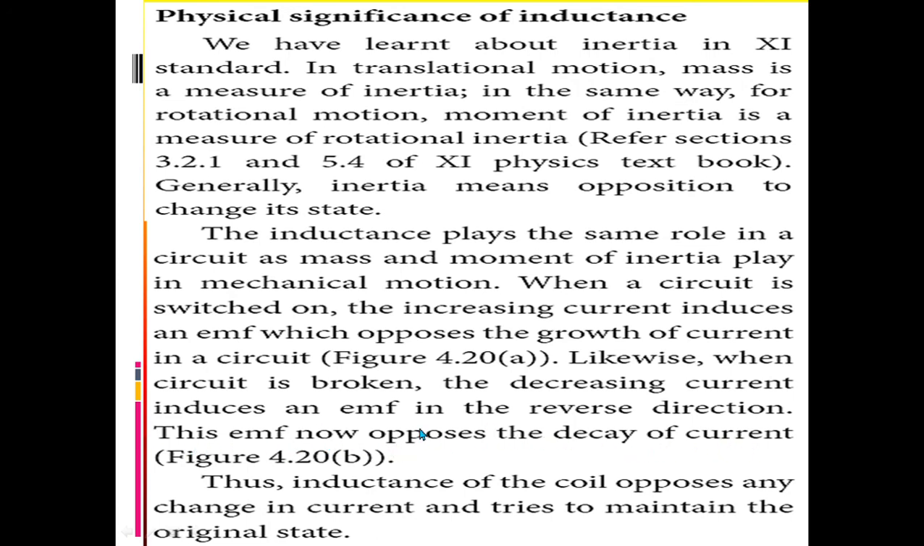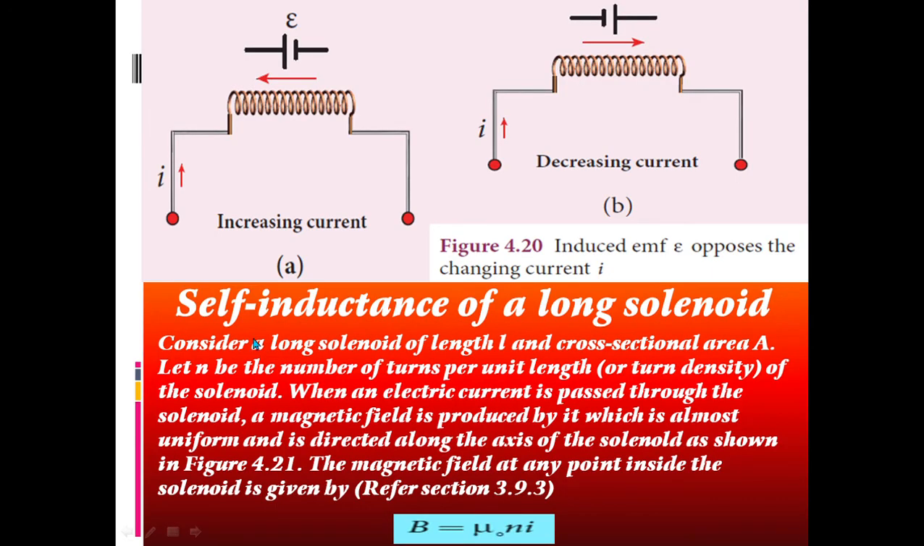So whenever the current is increasing, the EMF opposes the growth of current. When the current is decreasing, the EMF opposes the decay of current. This working process is similar to the inertia process. Thus the inductance of the coil opposes any change in current and tries to maintain the original state. This is the increasing current through the coil, then the decreasing current through the coil.